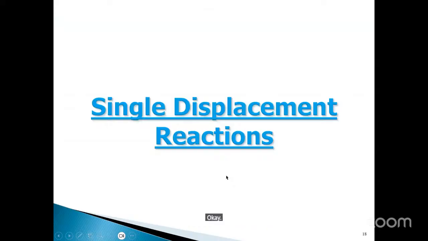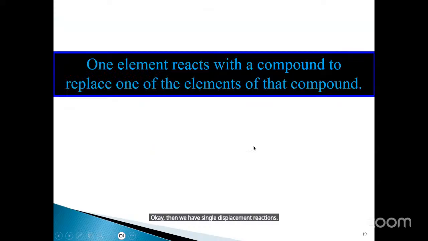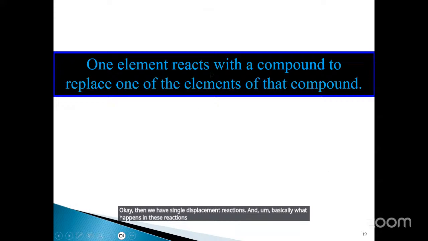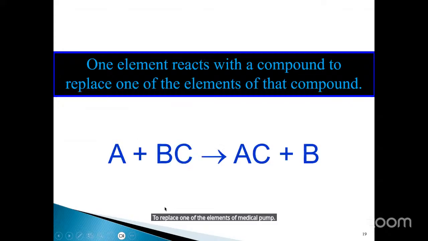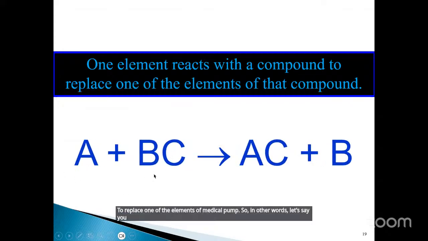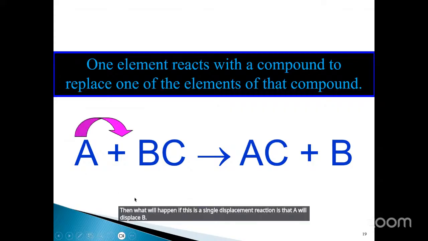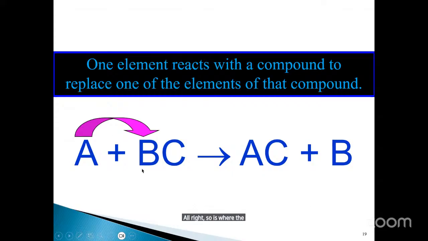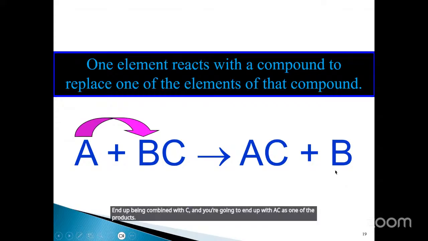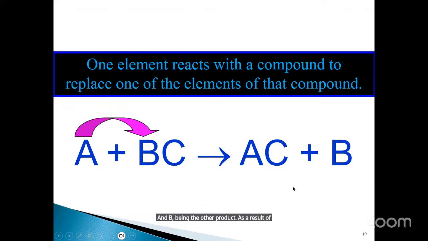Okay, then we have single displacement reactions. Basically what happens in these reactions is that one element reacts with a compound to replace one of the elements of that compound. So in other words, let's say you have element A, and it reacts with a compound which is a combination of element B and C. Then what will happen if this is a single displacement reaction is that A will displace B. A is going to take the place of B, end up being combined with C, and you're going to end up with AC as one of the products, and B being the other product as a result of its displacement. So that's what happens in a single displacement reaction.